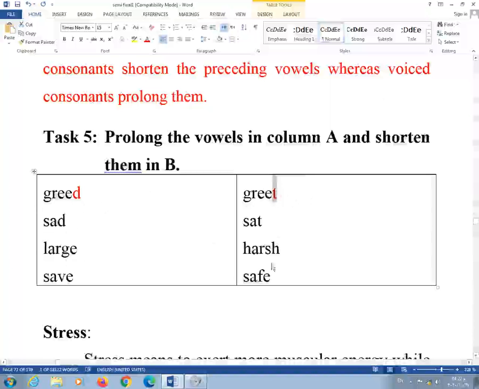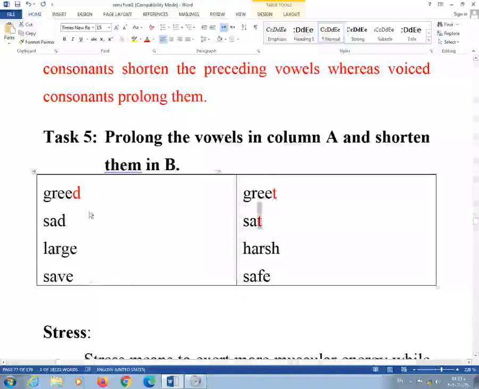Large, hotch. Save, safe. So in these words, we find that the vowels are shortened. Why? Because the vowels are followed by voiceless consonants, as you see. Hope that this is very clear, okay?